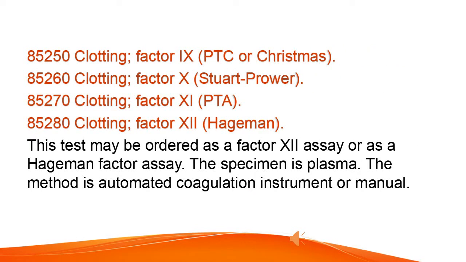Clotting, factor 9, PTC or Christmas. Clotting, factor 10, Stuart-Prower. Clotting, factor 11, PTA. Clotting, factor 12, Hagemann. This test may be ordered as a factor 12 assay or as a Hagemann factor assay. The specimen is plasma. The method is automated coagulation instrument or manual.